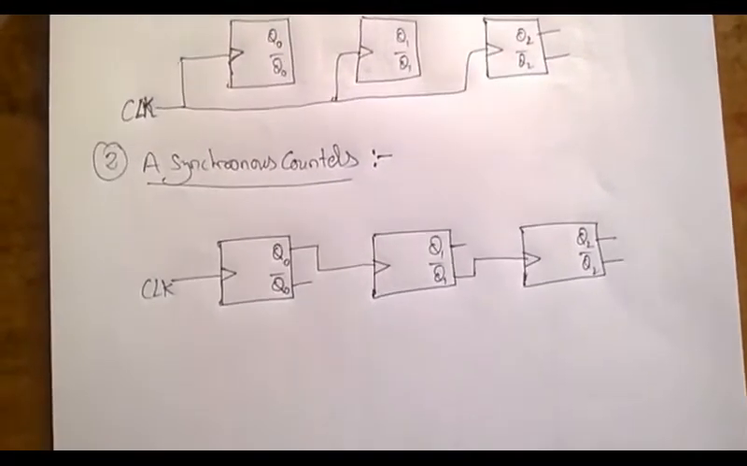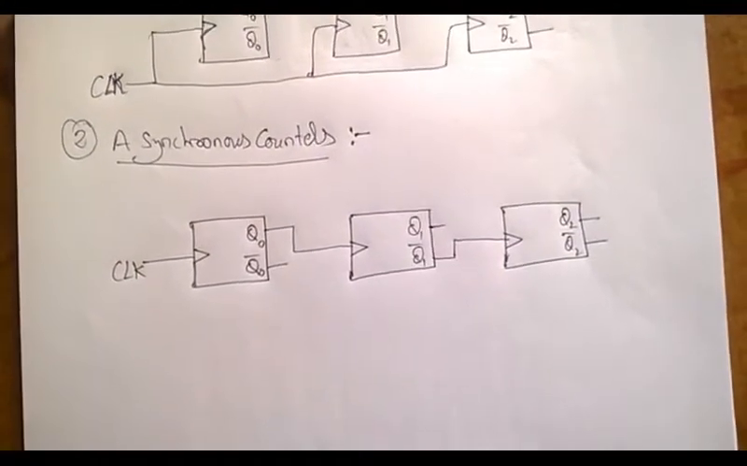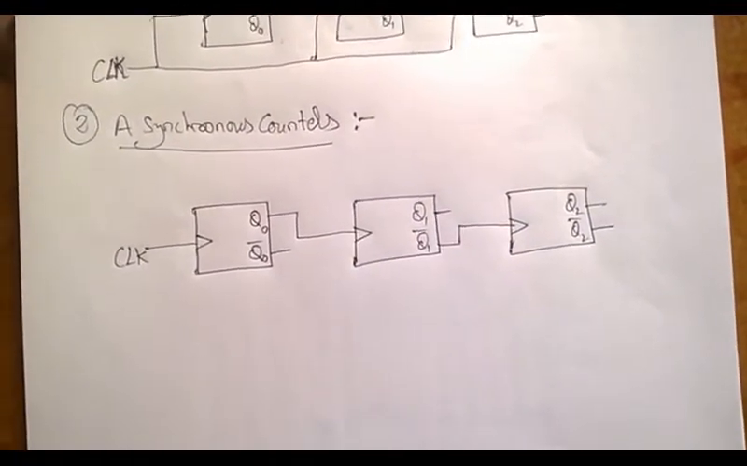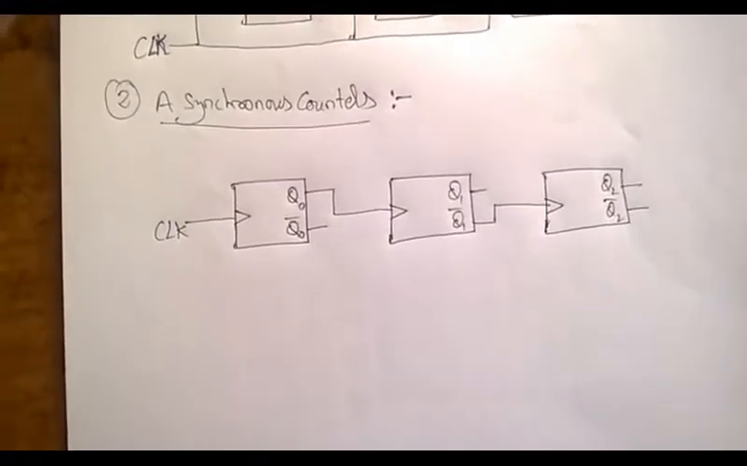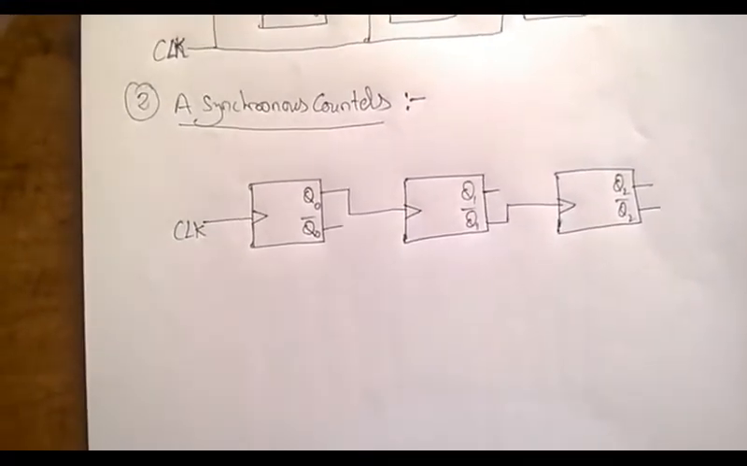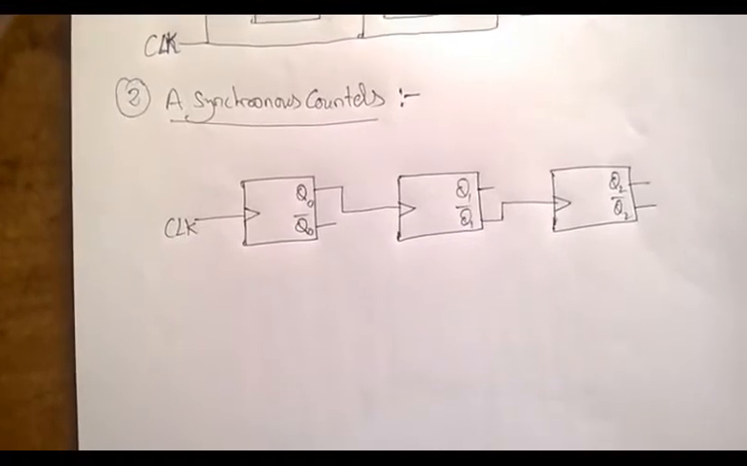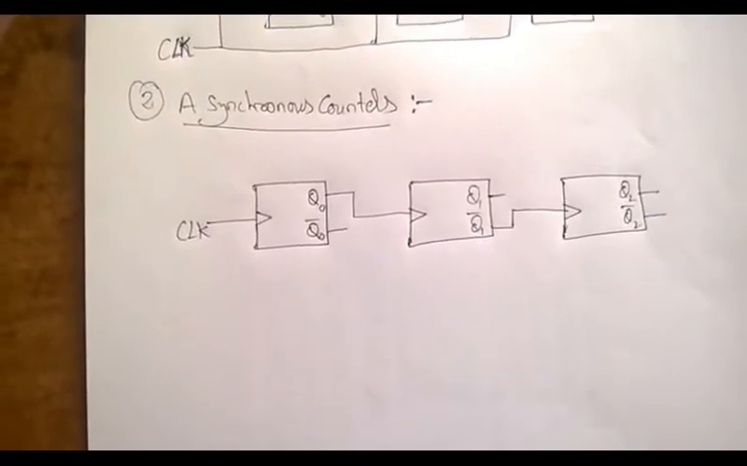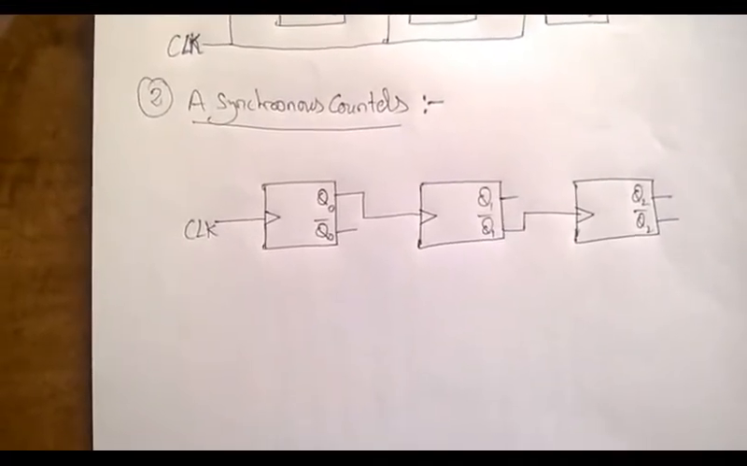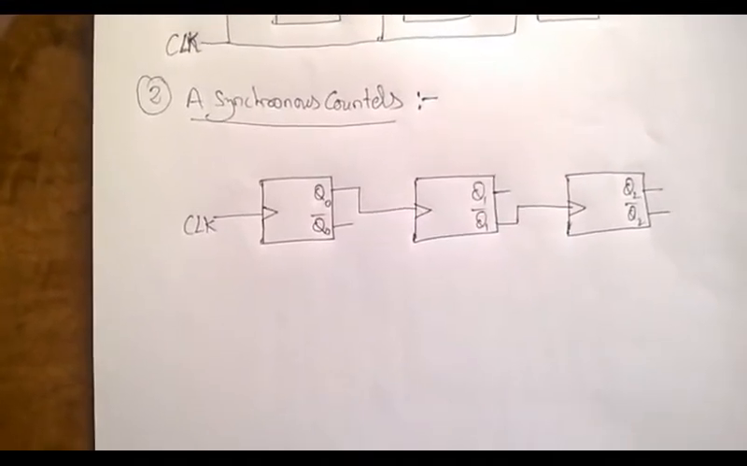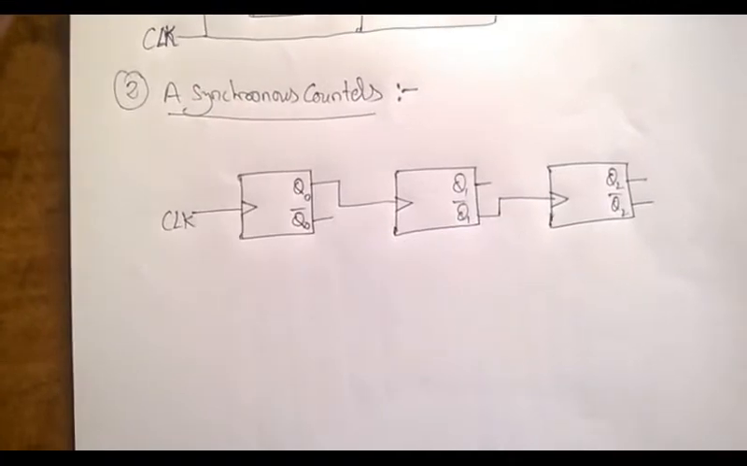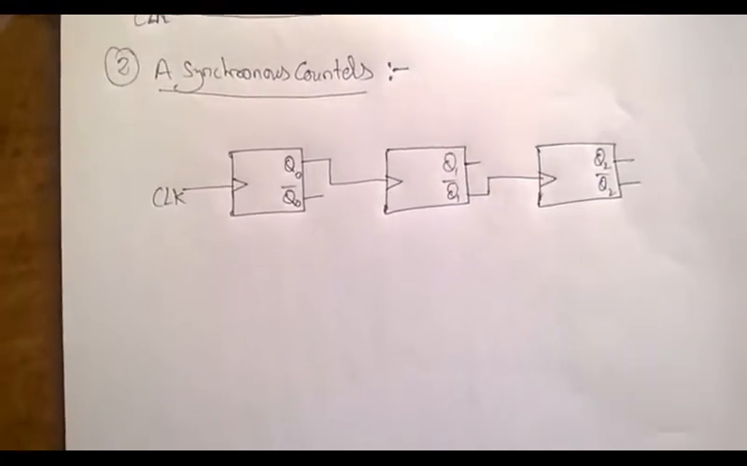Okay, what is meant by an asynchronous counter? The first point to be remembered is, in asynchronous counters the clock is given to the first flip-flop, and the clock of the second flip-flop is obtained from the output of the first flip-flop. Okay, this is the logic for asynchronous counters.